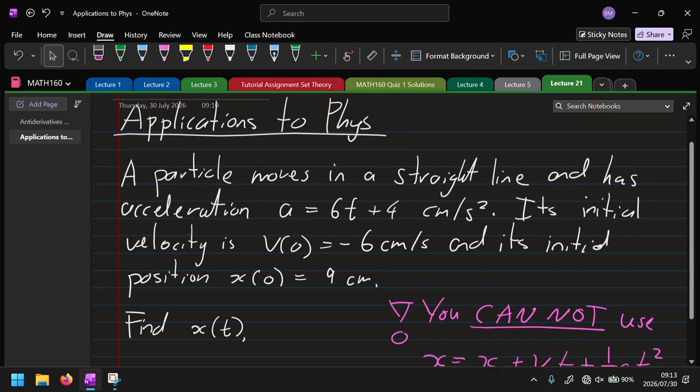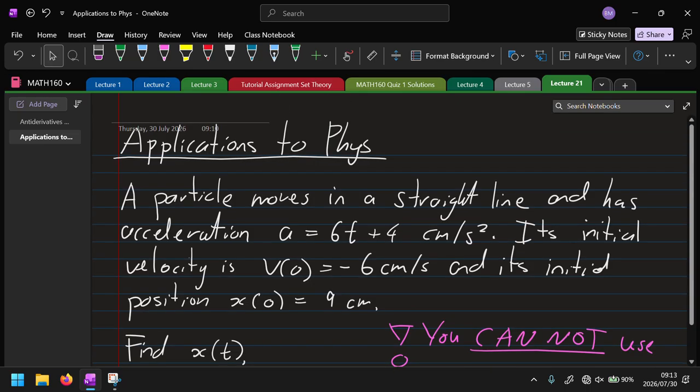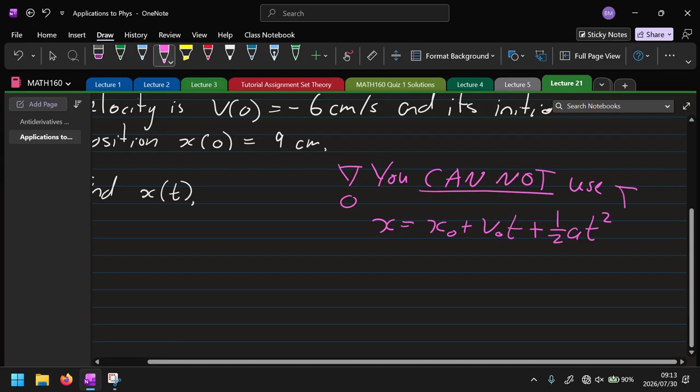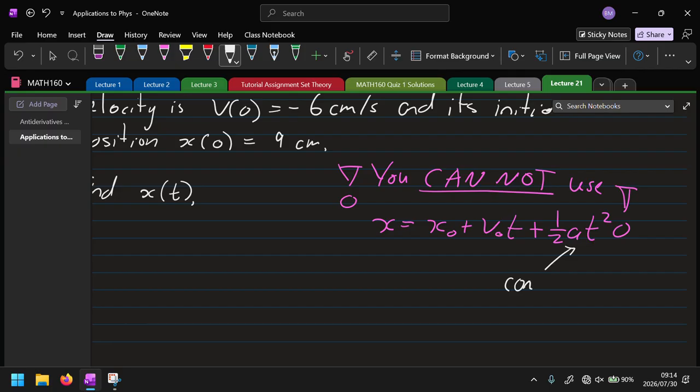We can see from this problem that a is 6t plus 4. It is not constant. Over here, this a is just a number that you put in, right? 9.8 for free fall and stuff. This will not work. Okay. So this only works for constant acceleration.